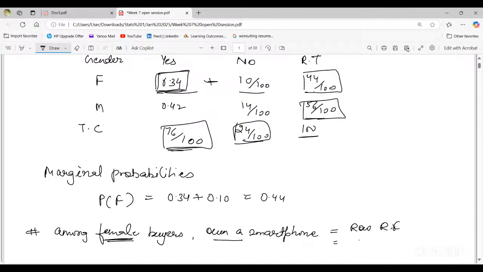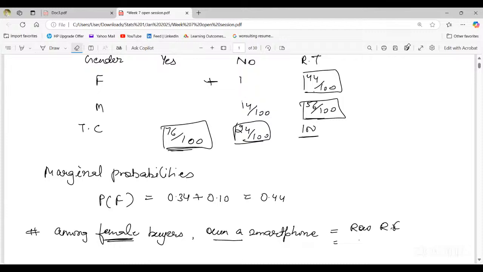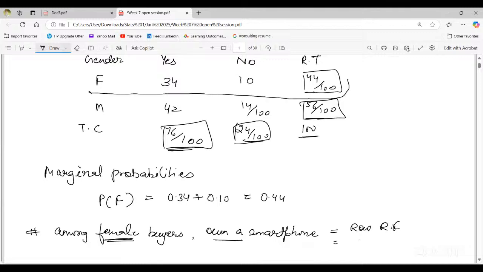0.34, right, ma'am? See, basically this was if I just change the number. It will be 0.34 divided by 44. This is 34 and 10. So it will be 34 over 44. So we would be looking into this row only, right?